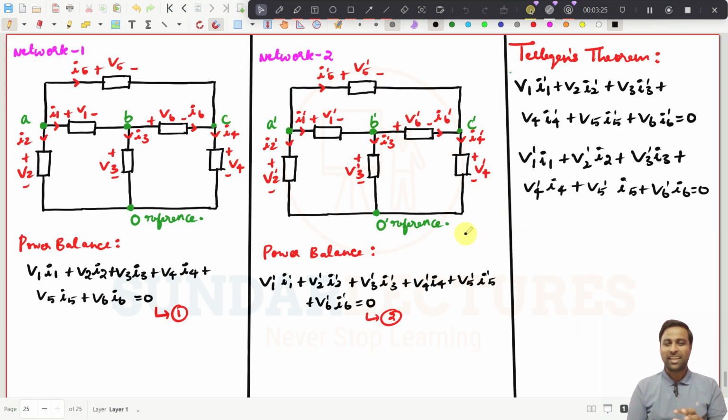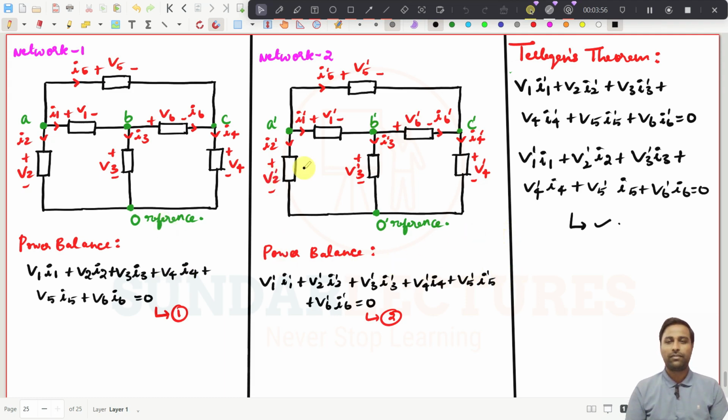See, it is getting interesting, right? Why should this happen? There is no connection. The elements are different. Everything is a different one. But voltage in this network, current in this network, and if you write the power balance, it comes out to be 0. And that is what Tellegen explained. So this is Tellegen's theorem. And we will now try to prove Tellegen's theorem.